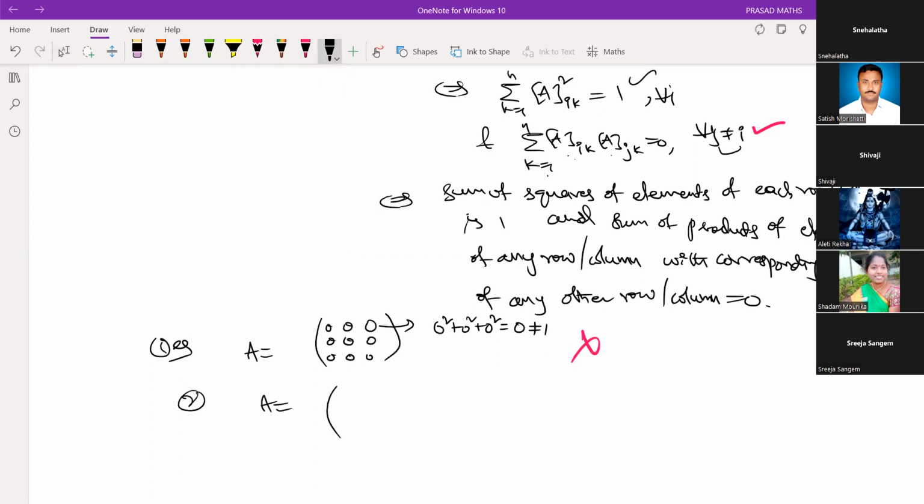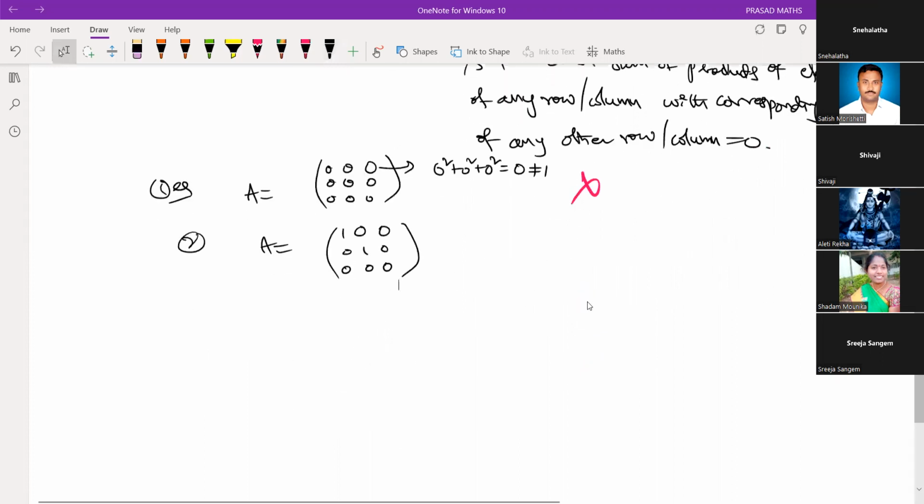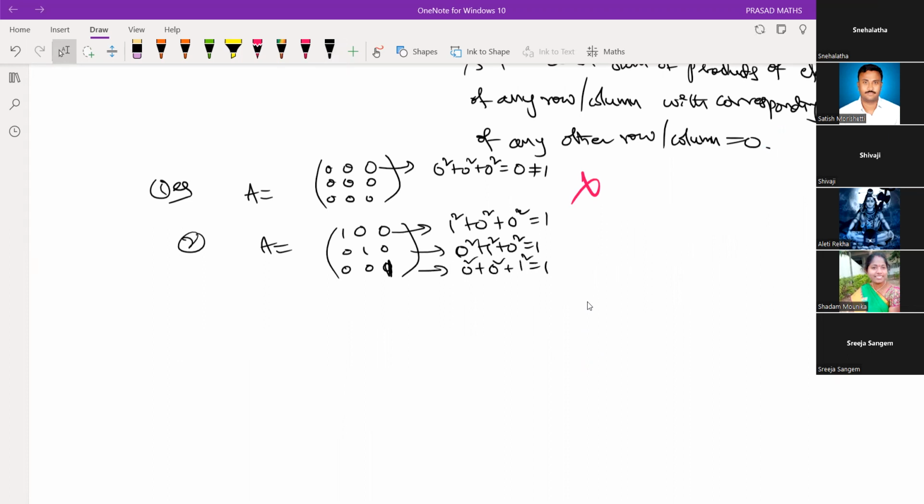Suppose you take this identity matrix. Is it orthogonal? Yes. Look at the first row: the sum of the squares of its elements is 1. The sum of the squares of the elements of the second row is also 1, and the sum of the squares of the elements of the third row is also 1. And look at the products: the sum of the products of any two distinct rows or columns is 0.